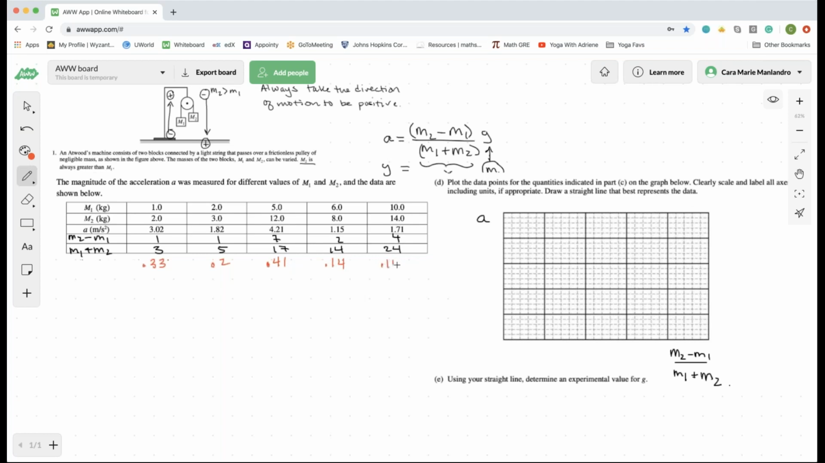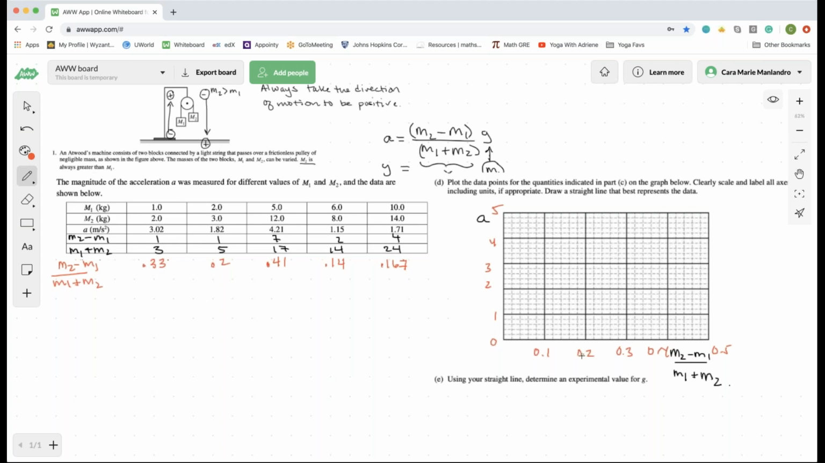Okay, any issues with that? All I did here was take the quantities and do the calculation. Now let's make the axis 0, 1, 2, 3, 4, 5. It looks like I've got to go up to maybe 0.5, so 0.1, 0.2, 0.3, 0.4, and 0.5.